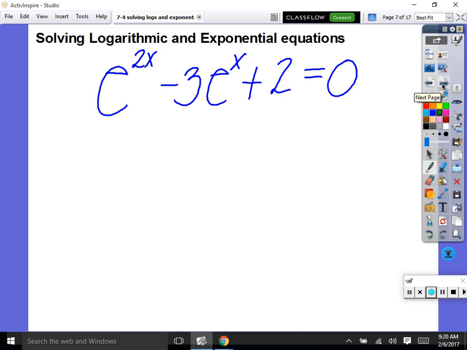Okay, this one is tricky. Even at first, I looked at it for a second and went, huh, what should I do to solve this one?